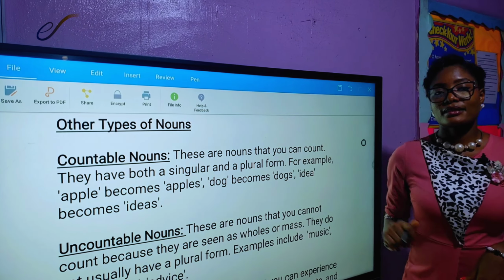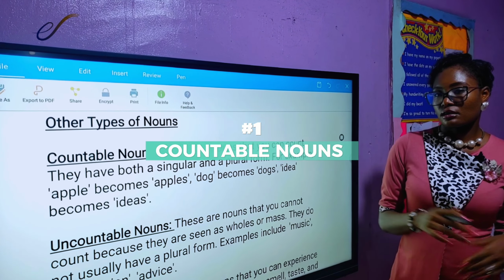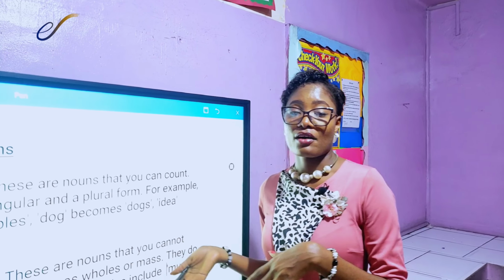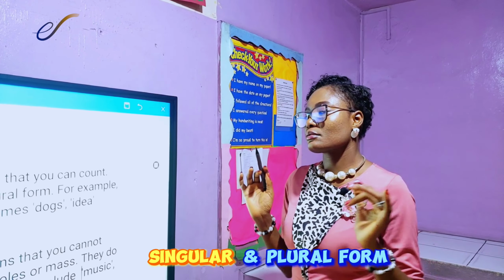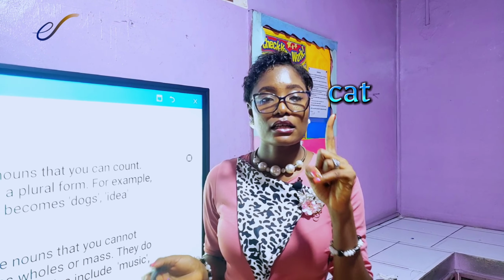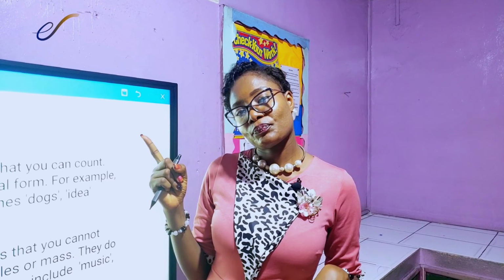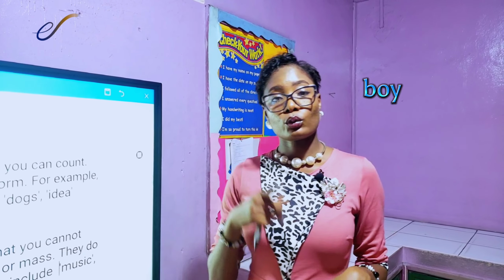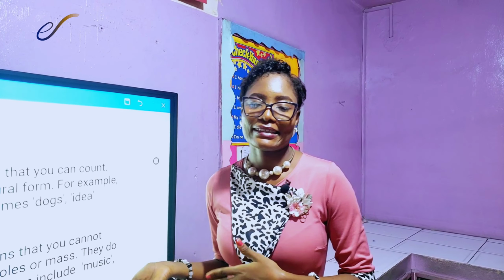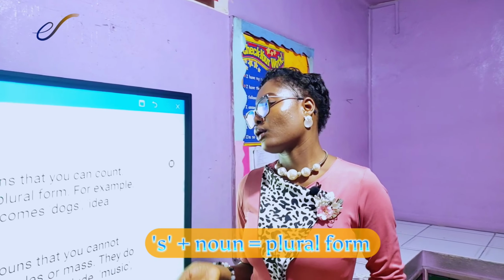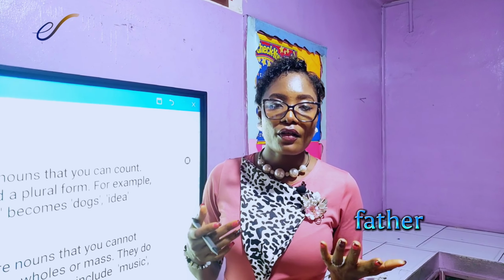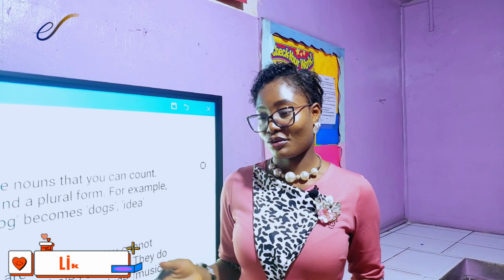Starting the list is countable nouns. Things we can count. These are nouns that you can count, so they have a singular and plural form. For example, you have a singular cat and you have plural cats. You have a singular boy, plural boys. Of course, we know we make our plurals by adding an S to the noun. So idea becomes ideas, father becomes fathers, and so on.